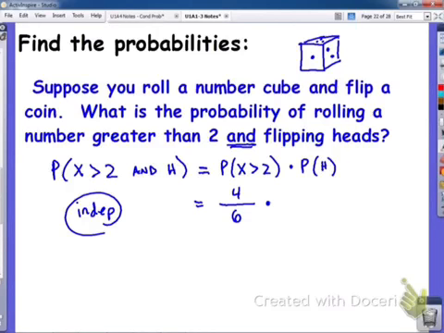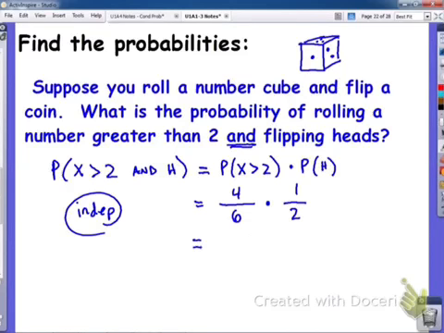And what is that probability, Josh? It's 2? What'd you say? How many outcomes are there total? Okay, how many total outcomes for flipping a coin? 2. Okay, and how many chances are there to land on heads? 1. So you're going to multiply 4/6 times 1/2, and you do that in your calculator.